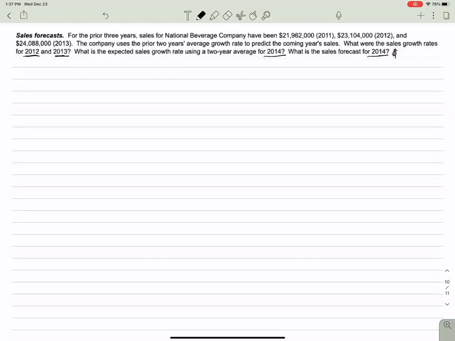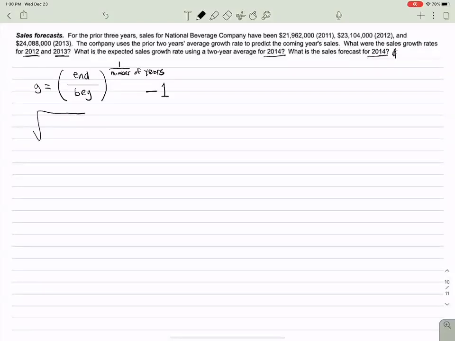So let's remind ourselves of the formula. Our growth rate is equal to the end over the beginning, and we're going to raise that to 1 over the number of years. And finally, we need to subtract all of that by 1. So we can also look at it as, if n is the number of years, it's basically the nth root of the end divided by the beginning, minus 1.